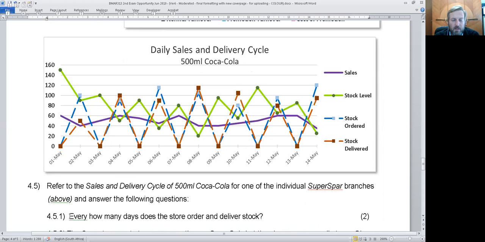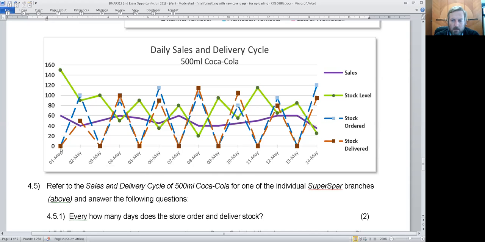Now the first sub-question is how many days does the store order and deliver stock? So we got the brown one is our stock delivered, the blue one is our stock ordered, the lime green one is our stock level, and the purple one is our sales. So if we compare this with each other, it seems, let's go on stock because it says stock ordered and delivered.